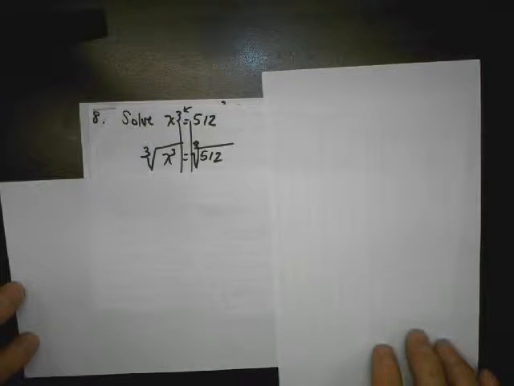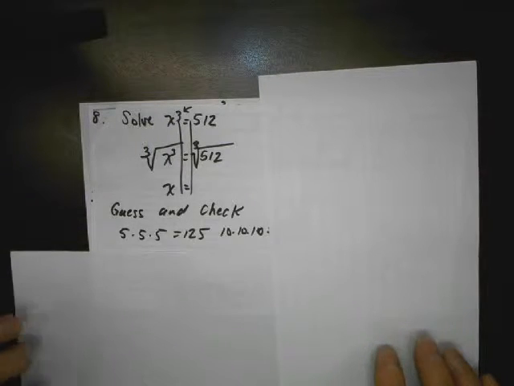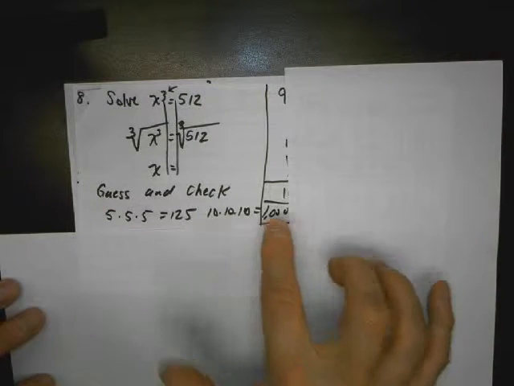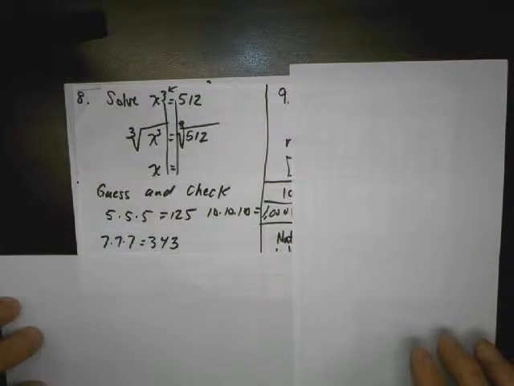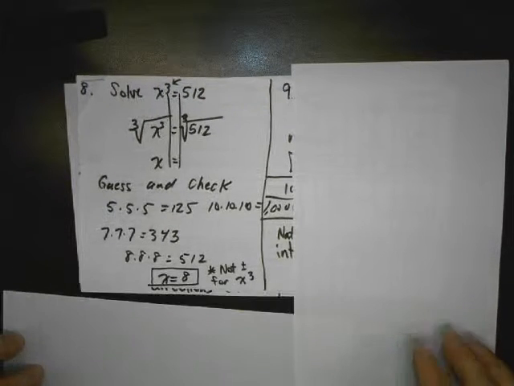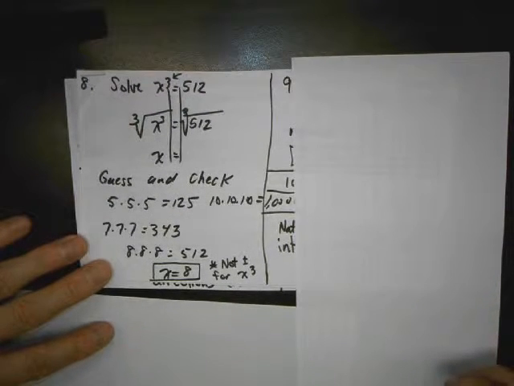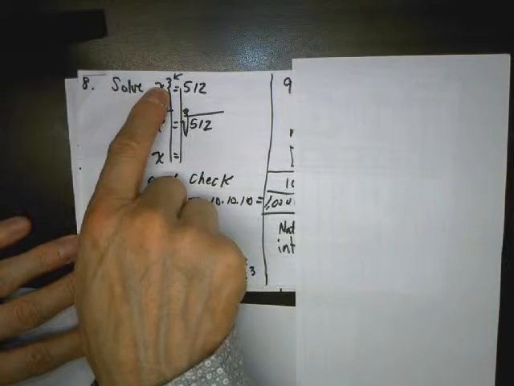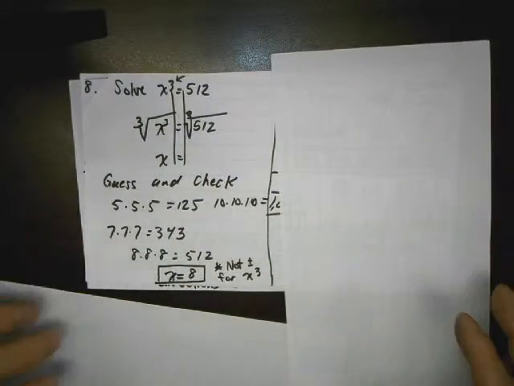For number 8, we've got to find the cube root. It's like what we just did, only we're trying to figure out what we multiply 3 times. As you do a little guessing and checking, you see 5 times 5 times 5 is too small. Then I go up to 10, it's too big. I try 7, 7, 7, it's a little too small, and you'll get it within 3 or 4 tries. 8, 8, 8, I get 512. Notice that I don't put plus and minus when my exponent is odd, only when it's even.